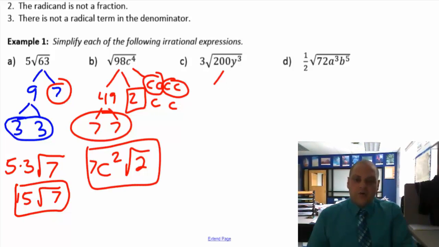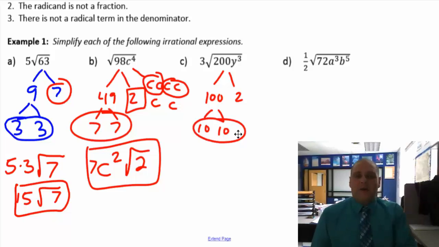All right, here, 200. 100 times 2. First thing that came to my head. 100 was 10 times 10. And I can't go any further. Well, I could go further. I can go 5, 2, 5, 2, but I already got my pair. If I got a pair, I might as well stop. Because if you go further, you're going to have a pair of 5s and a pair of 2s. 5 times 2 is 10. You get the same answer. So I would just stop right here if I was you.